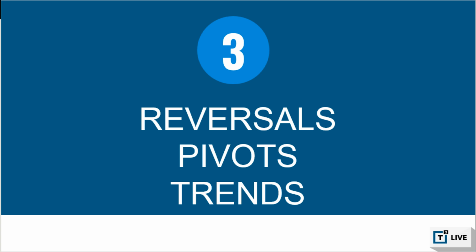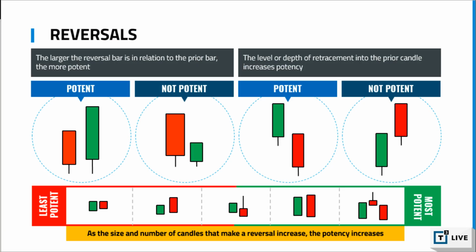Now, reversals actually form pivots, and pivots form trends. You see the relationship there? In last week's lesson, we talked about reversal bars. Now we're going to talk first about the potency of the reversal. When a stock reverses a prior direction or a prior bar, and you're trying to determine the potency of the reversal, the larger the reversal bar is in relationship to the prior bar, the more potent the reversal.